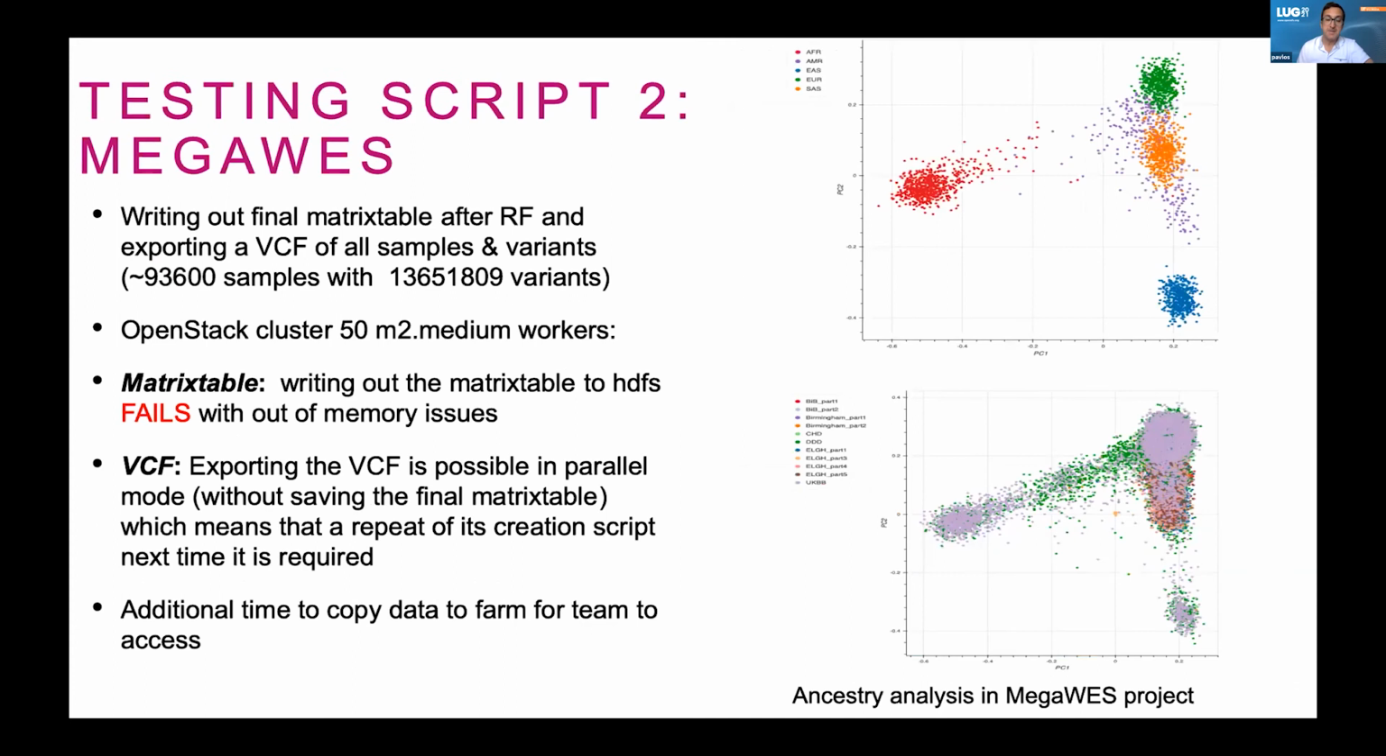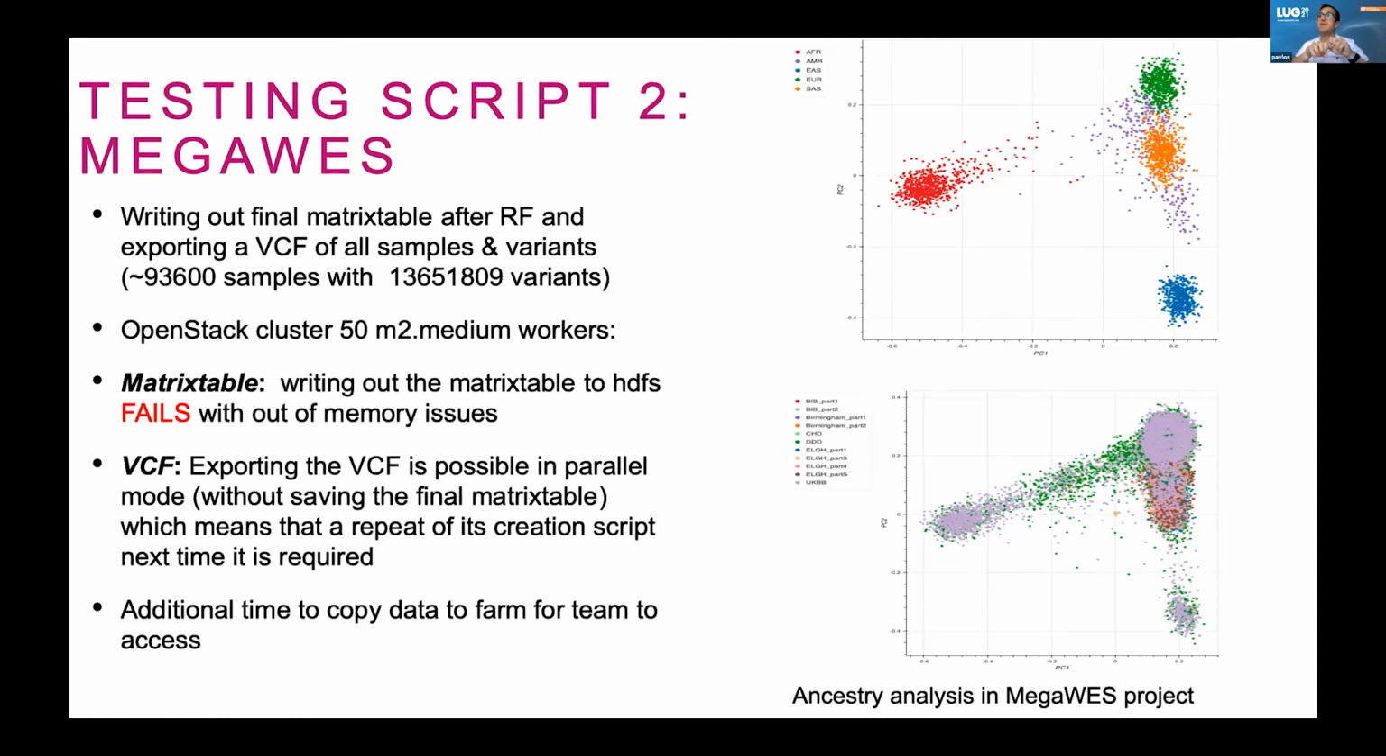The second script that I used with Secure Lustre was part of the MegaWest project that I mentioned before. I was tasked here to write out the final Hail matrix table to disk after performing a random forest classification, and then from this matrix table, export that table to a VCF file that I will share with the team. So there were two steps: export to matrix table and save to disk, and export to VCF.